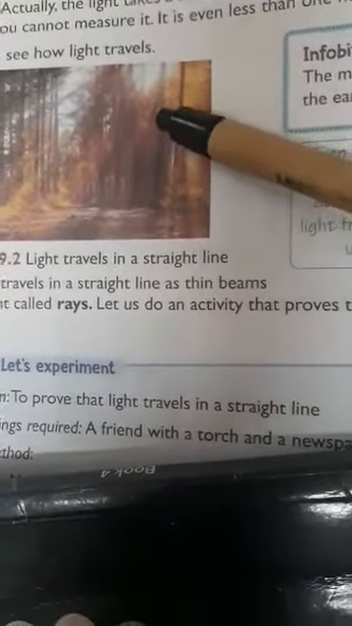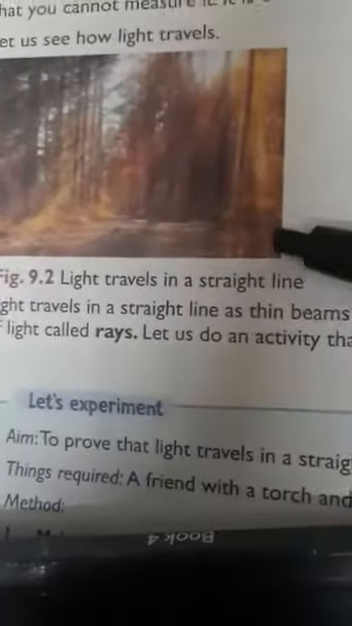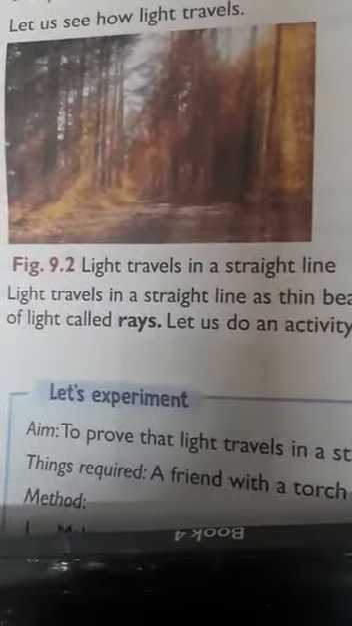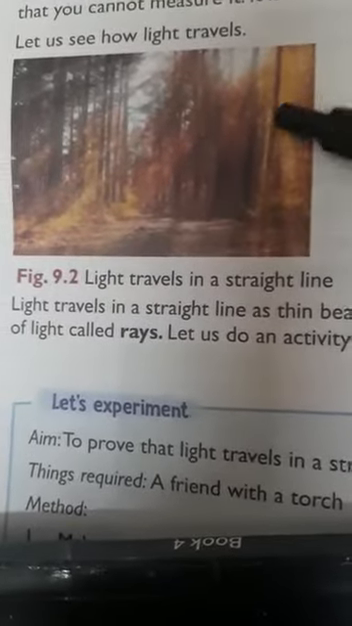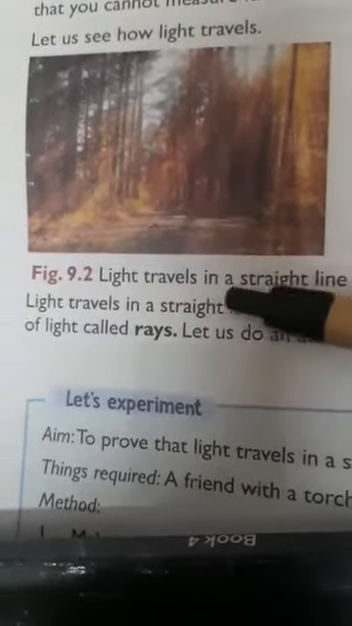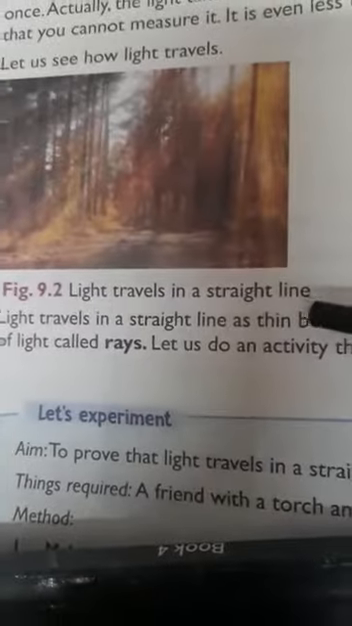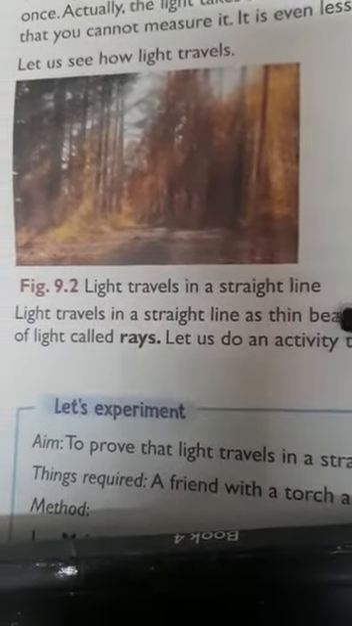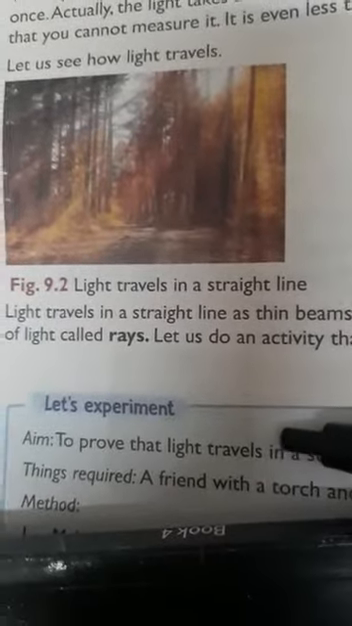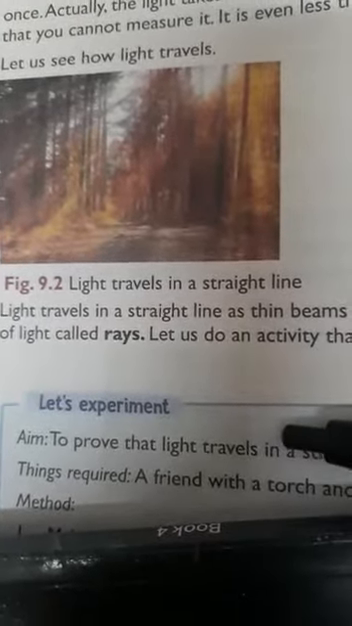So let us see how light travels. So here you can see sunlight rays traveling and reaching to the earth. Light travels in a straight line. See, this is the feature of light. Light always travels in a straight line. Light travels in a straight line as thin beams of light called rays.